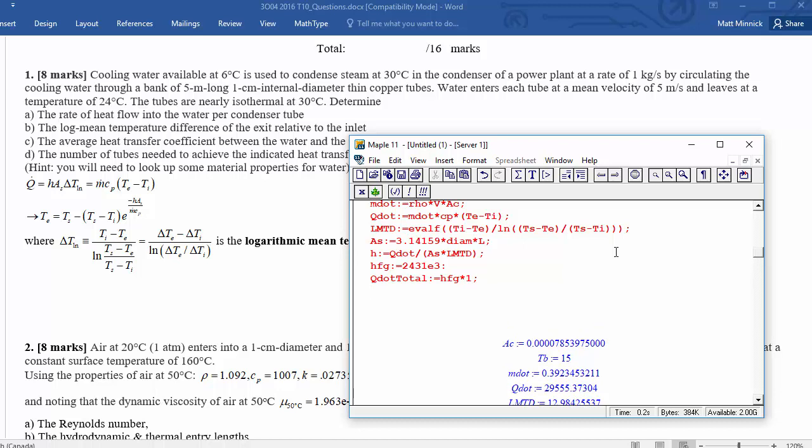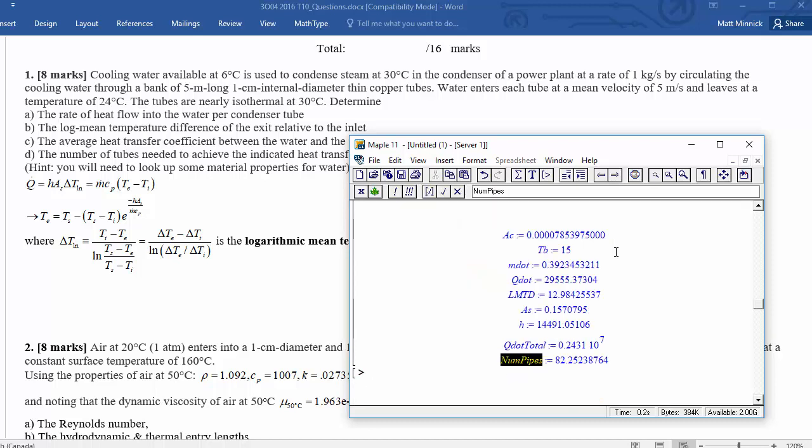And then to figure out the number of pipes, if this is the total energy transfer, and Q dot is the energy transfer per pipe, then we can get the number of pipes if we take Q dot total and divide by the Q dot per pipe. The pipes will end up in the numerator there. Okay, so the number of pipes is about 83.